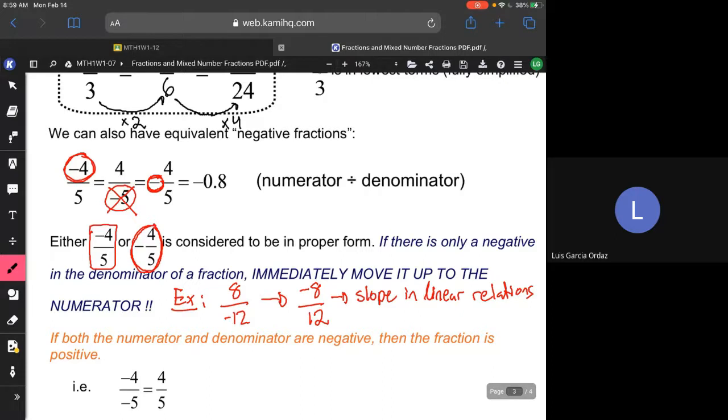So like I said, if both the numerator and the denominator are negative, then the fraction is positive. So I have negative 4 over negative 5. I can just take away my negatives and I get left with the answer 4 over 5. Another example is negative 3 over negative 4, both negative. So I can just rewrite it as positive 3 over 4. Because remember, with multiplication and division laws, if you have two of the same signs, your result is always going to be a positive result.